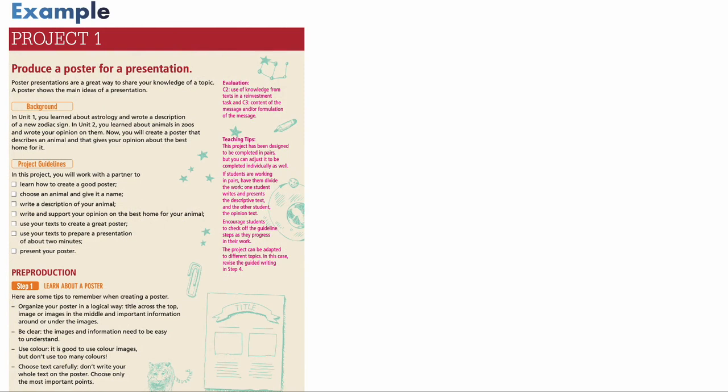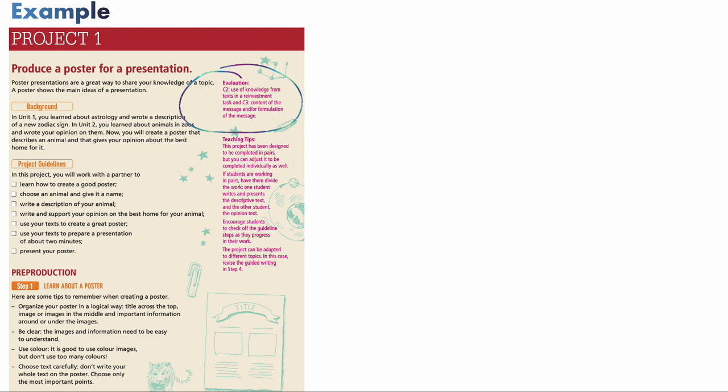Here's an example of a media project that uses the production process. In this one, there are students, this is the very basic level. A poster is one of the simplest forms of media that you can produce with your students. And again, we've got C2 and C3 happening here. So the students are using knowledge from their texts in a reinvestment task, and they are producing content.